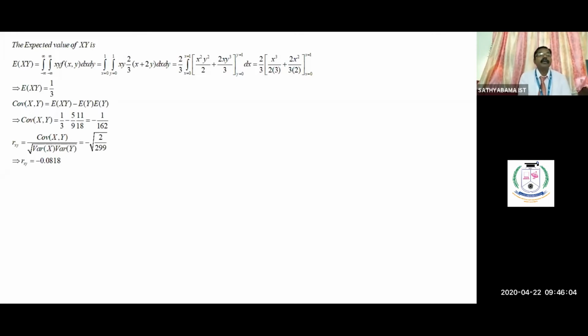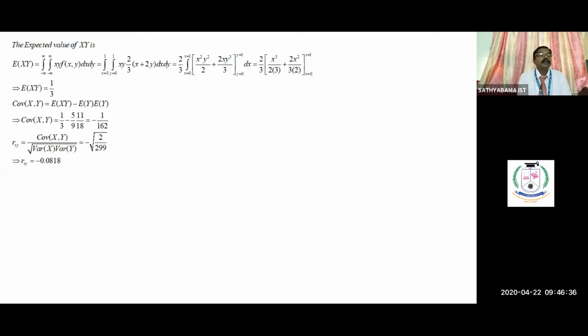So again we are going to integrate. The term is x square by 2. When you integrate this term x square by 2, you will get x cube by 3. Already it is 2, so x square by 2 into 3, plus 2x y cube by 3. When you integrate this term, y cube becomes 1, because we are substituting the limit. So 2x square by 2. Substituting the limit for x, we get the value E of xy equal to 1.